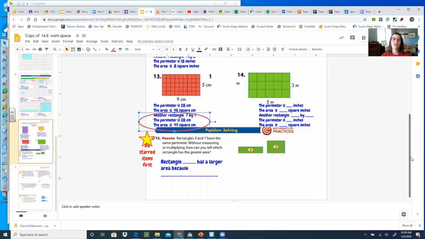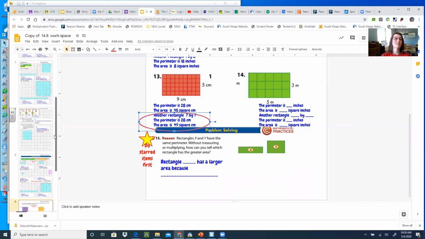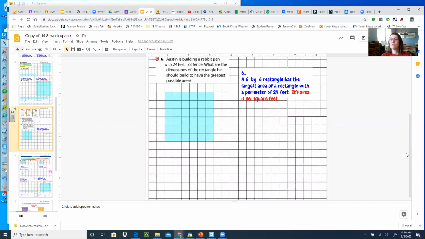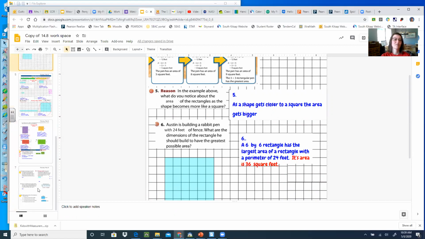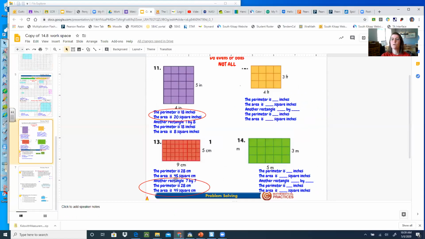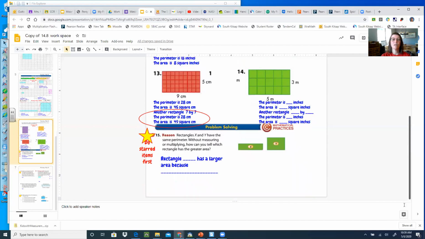So rectangles X and Y have the same perimeter. Without measuring or multiplying, how can you tell which rectangle has the greater area? So that takes us back to the key point in this lesson. And the key point was, as a shape gets closer to a square, the area gets bigger. Oops, wrong page. There we go. That's the page I want. Rectangle. So which one is more like a square? Hopefully you're going, well, this guy is.